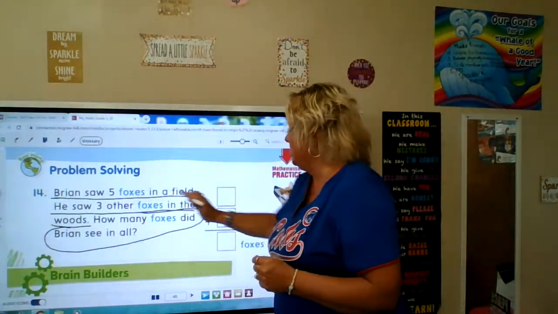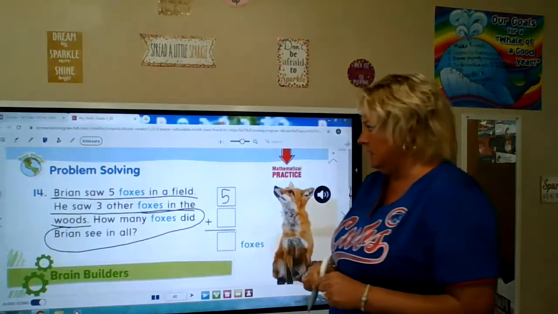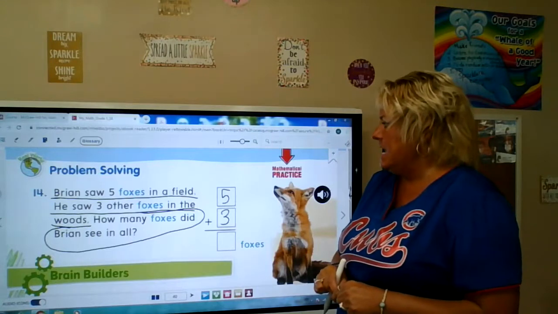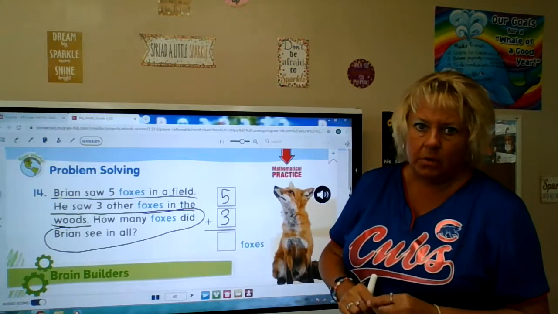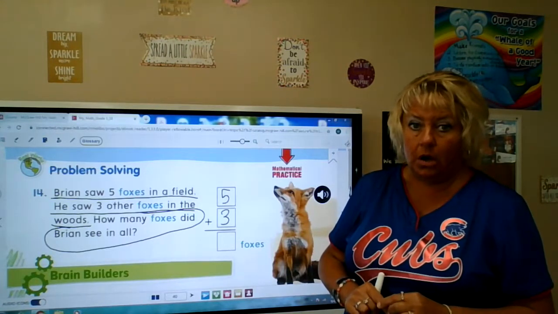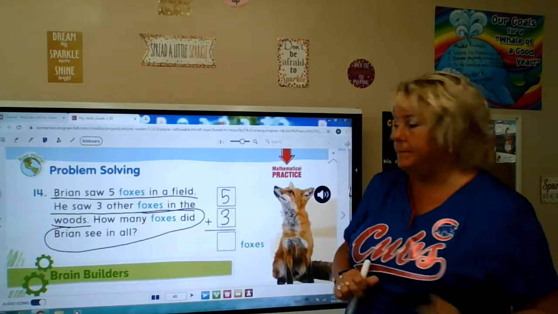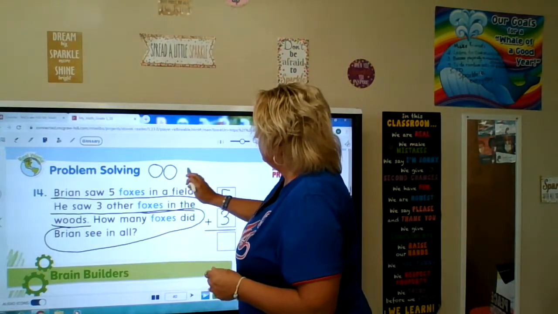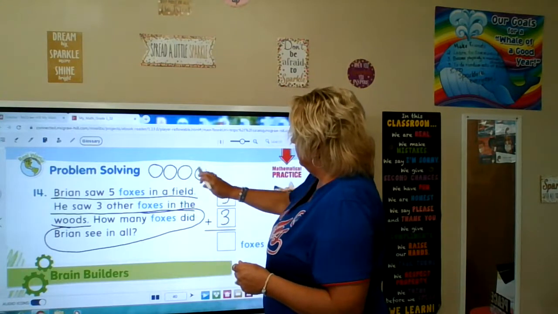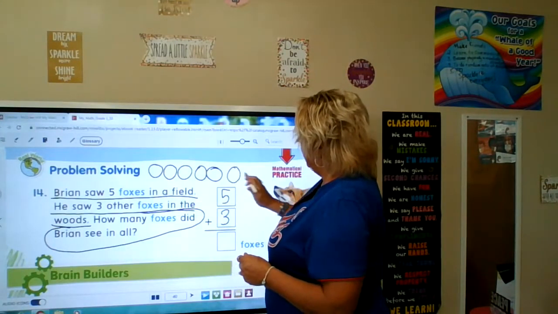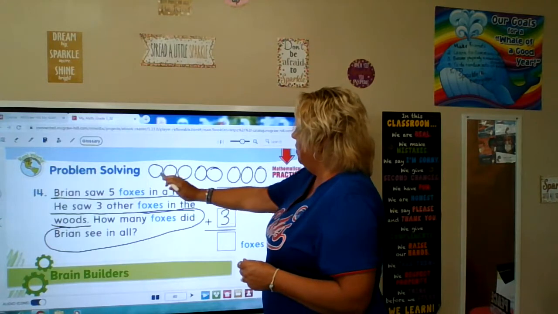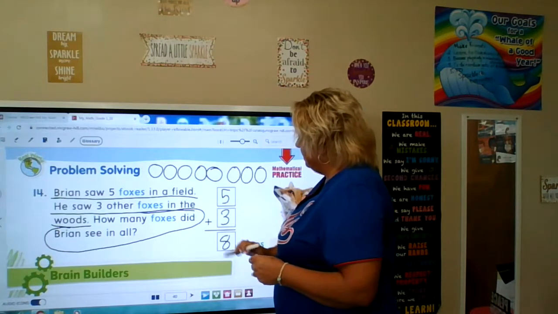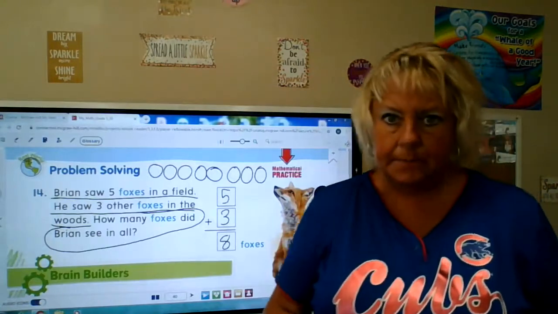Okay, so first he saw 5 foxes. Then he saw 3 foxes. If we add those together, we're going to get the answer or the sum. Okay, so I can use counters or I can draw circles. 5 plus 3 more. 1, 2, 3, 4, 5, 6, 7, 8. 5 plus 3 is 8.